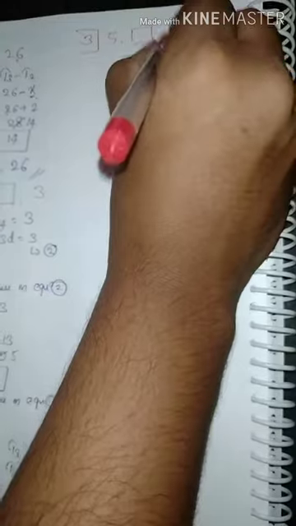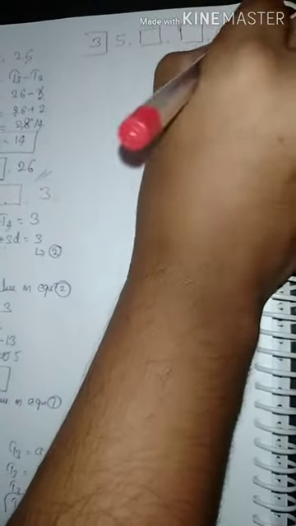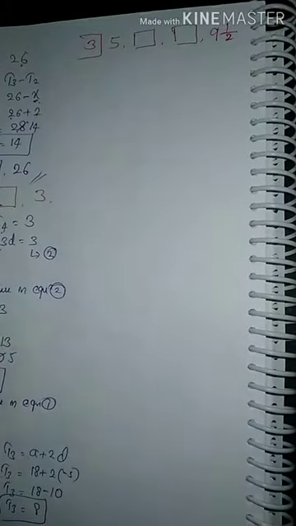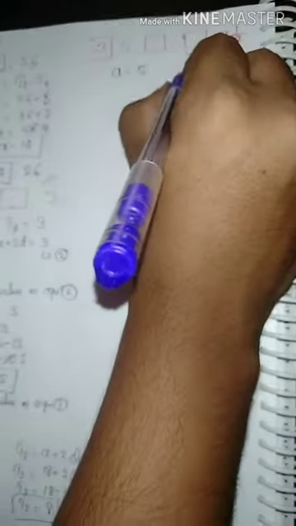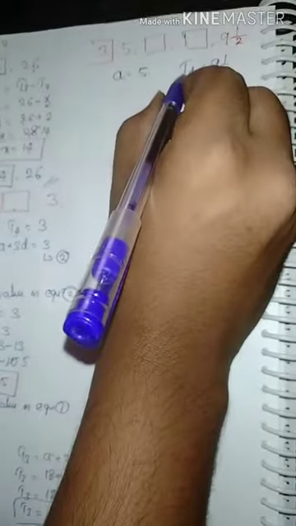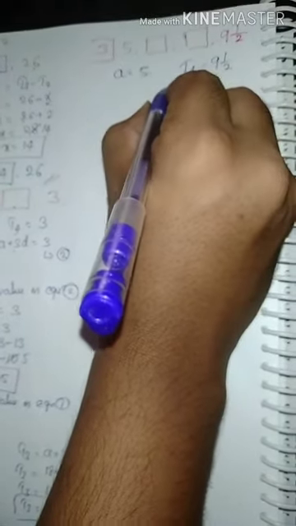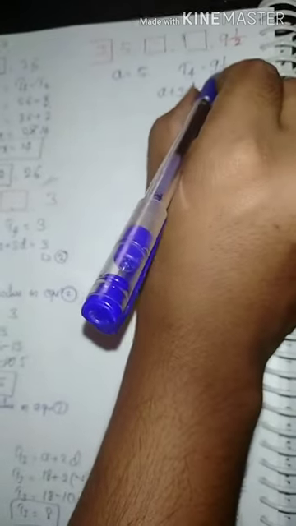Five. The second term is missing, the third term is missing, and the fourth term is 9 whole 1 by 2. So here the first term a is equal to 5, and the fourth term t4 is equal to 9 whole 1 by 2. What is t4? t4 is nothing but a plus 3d, which is equal to 9 whole 1 by 2, a mixed fraction. Convert it into an improper fraction.